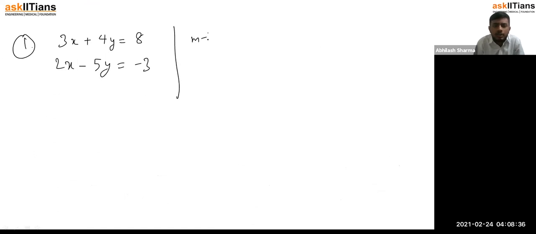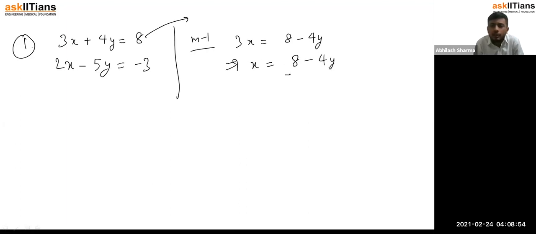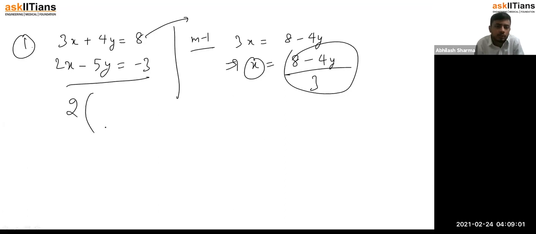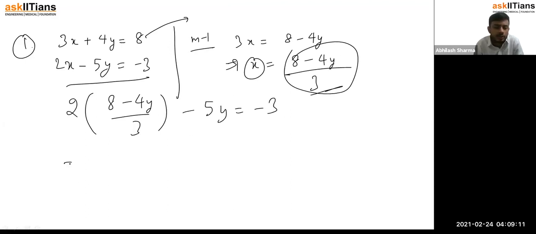First method can be that from this equation, let's say you want to separate out x. So if you solve for x, you will get 3x is equal to 8 minus 4y, correct, first step. Then x comes out to be (8 minus 4y) upon 3, correct. Now substitute this value of x in this equation, you get twice of x, and x value I have substituted from here only, minus 5y equal to minus 3.